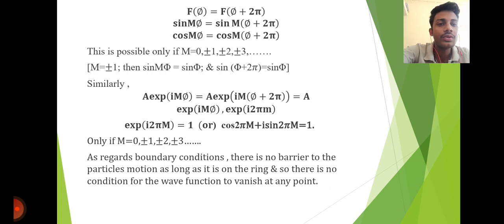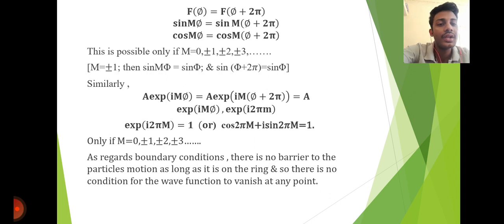This is possible only when m takes the values 0, plus or minus 1, plus or minus 2, plus or minus 3, and so on. Similarly, A into exponential of i m phi is equal to A into exponential of i m into (phi plus 2 pi), that is equal to A. We know that exponential of i into 2 pi m is equal to 1, or cos of 2 pi m plus i into sin 2 pi m is equal to 1. This is also possible only when m is equal to 0, plus or minus 1, plus or minus 2, plus or minus 3, and so on.